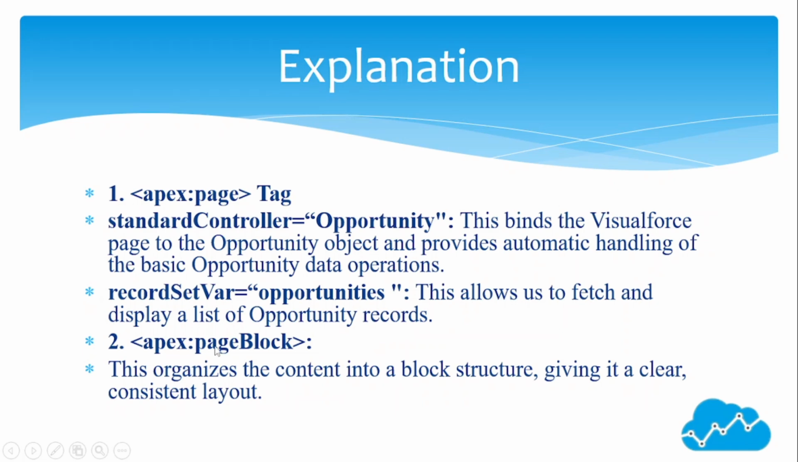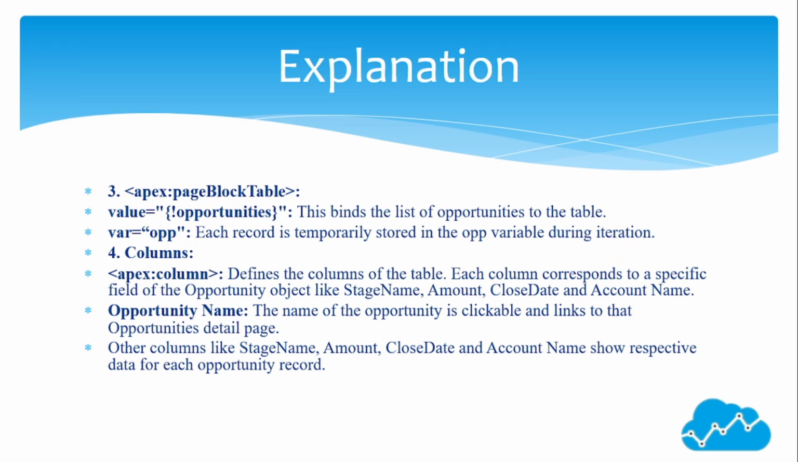Next, we are using apex:pageBlock. This organizes the content into a page block structure, giving it a clear, consistent layout. Next, we are using apex:pageBlockTable with value equals opportunities, so this would be in this format only. This binds the list of opportunities to the table. Then we are creating var equals opp. Each record is temporarily stored in the opp variable during iteration.